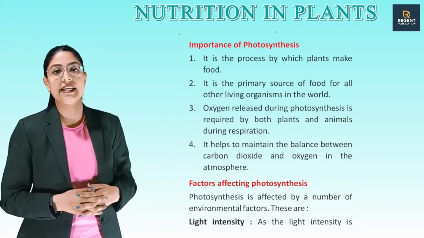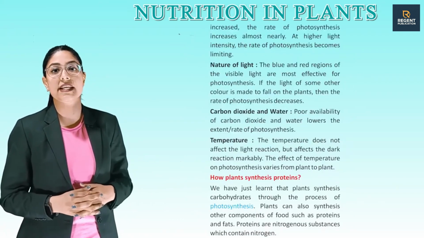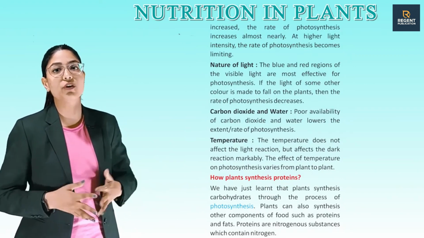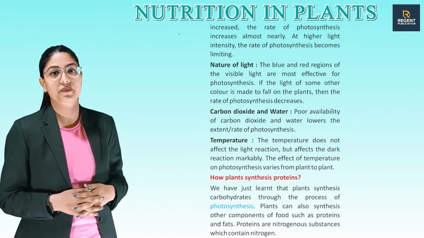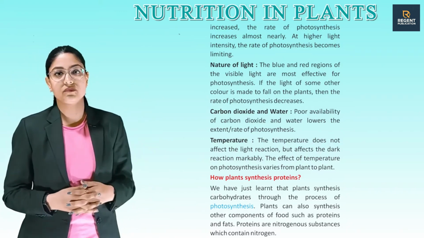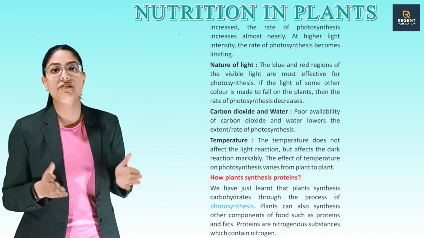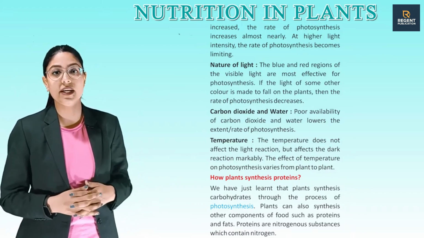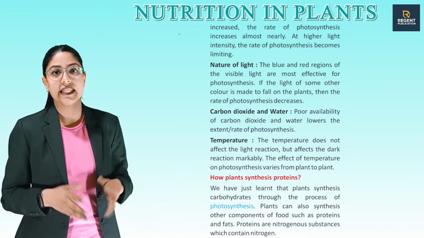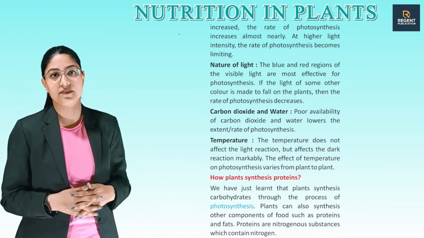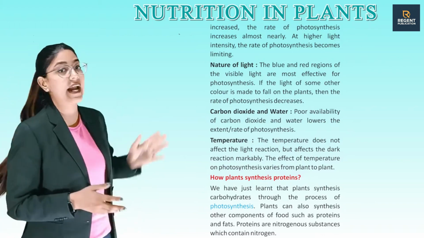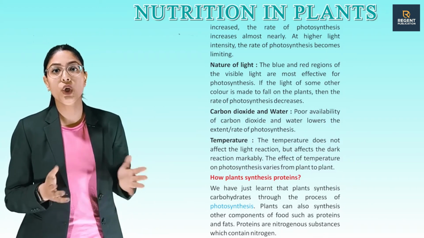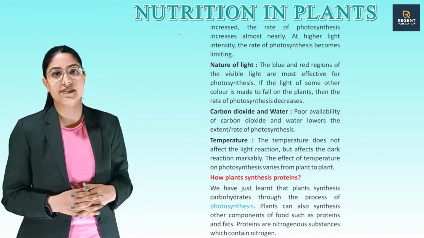As the light intensity increases, the rate of photosynthesis increases almost linearly. At higher light intensity, the rate of photosynthesis becomes limiting. Nature of light. The blue and red regions of the visible light are most effective for photosynthesis. If light of some other color is made to fall on the plants, then the rate of photosynthesis decreases. Next is carbon dioxide and water. Poor availability of carbon dioxide and water lowers the rate of photosynthesis.